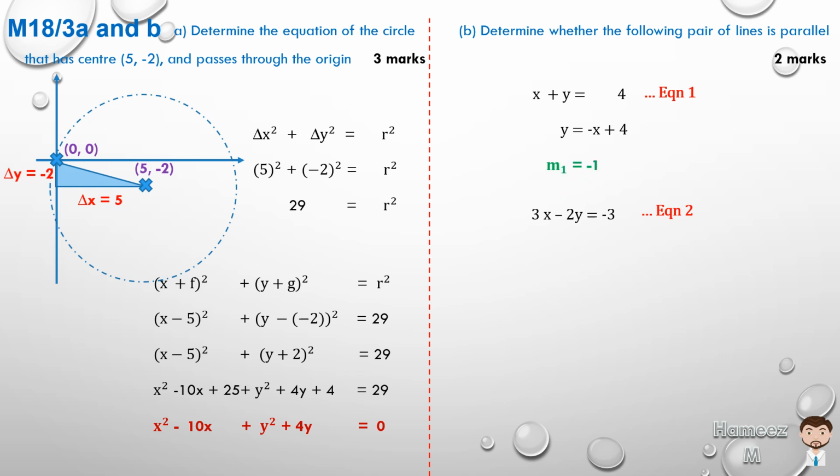Let's do the same thing with the second equation. So in transposing, it'll give us 3x plus 3 is equal to 2y. So y is equal to 3 on 2, x plus 3 on 2. So the gradient of the second line, which is the coefficient of x, is 3 on 2. Since the gradient of the first line, m1, is not equal to the gradient of the second line, the lines are not parallel.